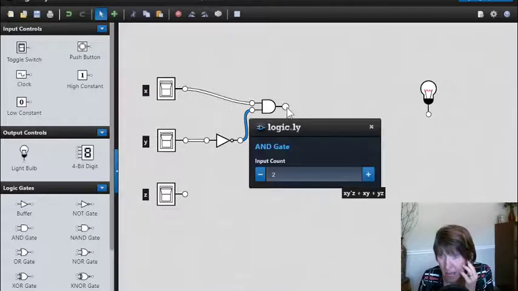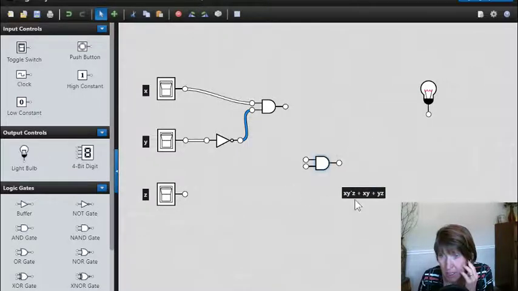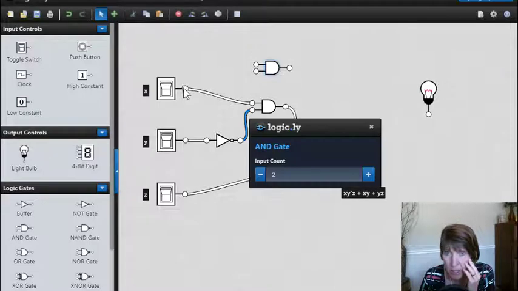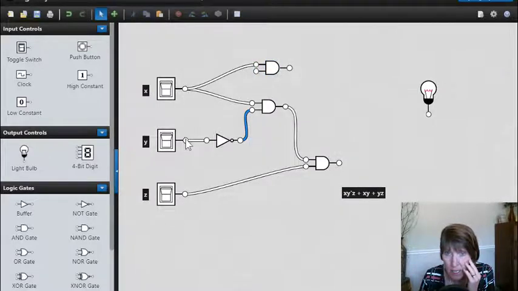And then we do the other AND to get that Z in there. So this is the output of the X times Y naught. We take that output from X times Y naught and multiply it by Z. And so that gives us just the first term. Then we do the second term where we have X and Y. And then we do the third term, which is Y times Z. And there's Y times Z.